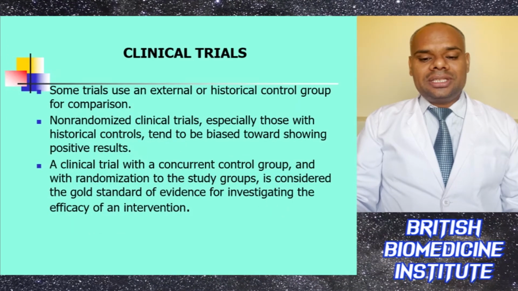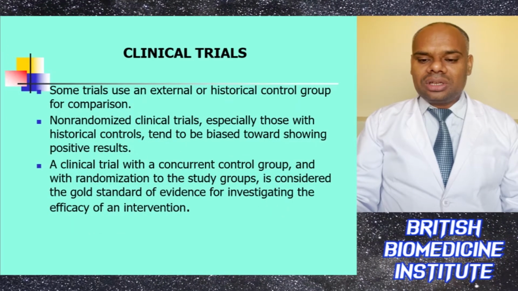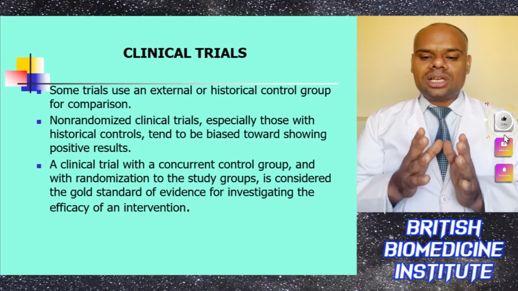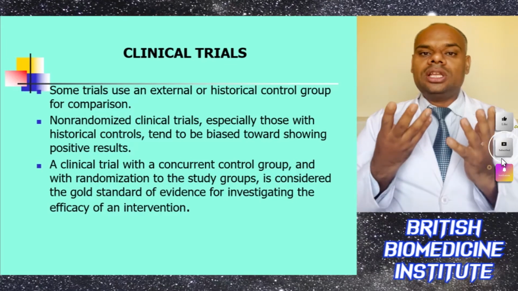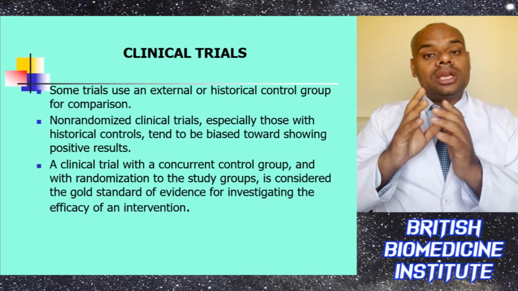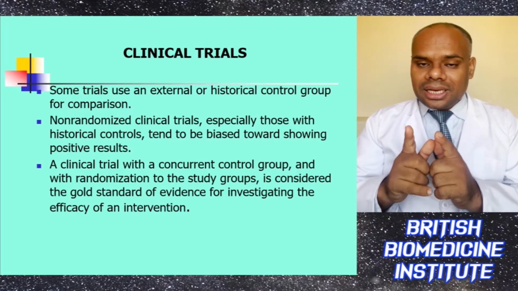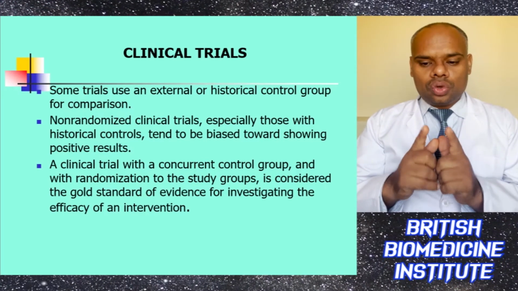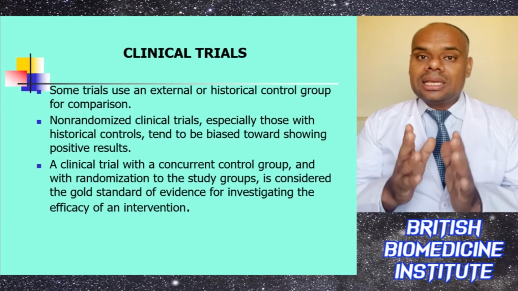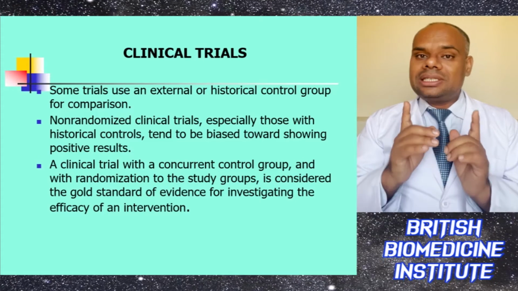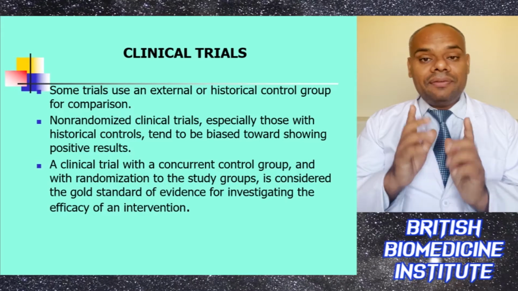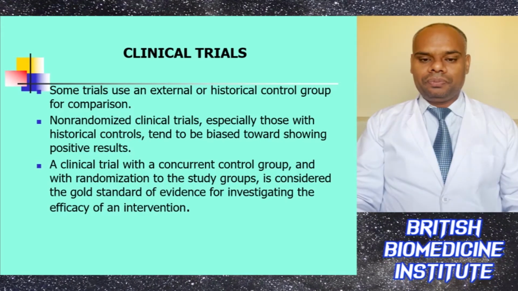So clinical trials basically use an external or historical control group for their comparison, and non-randomized control trials, especially those with historical control, tend to be biased towards showing the positive result. A clinical trial with a concurrent control group and with randomization to study group is considered the gold standard for evidence of investigating the efficacy of the intervention.